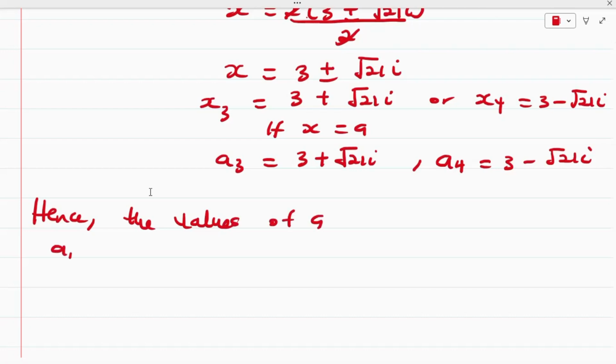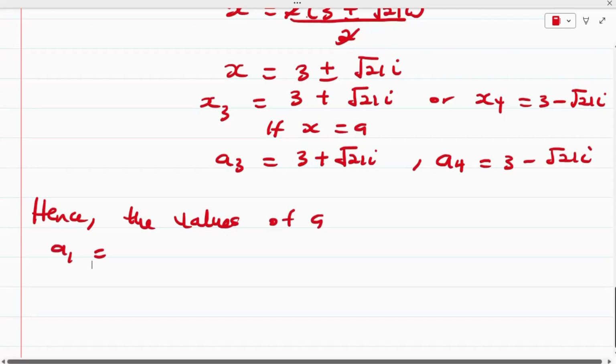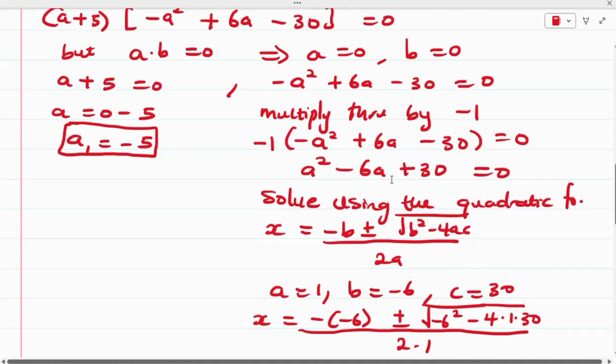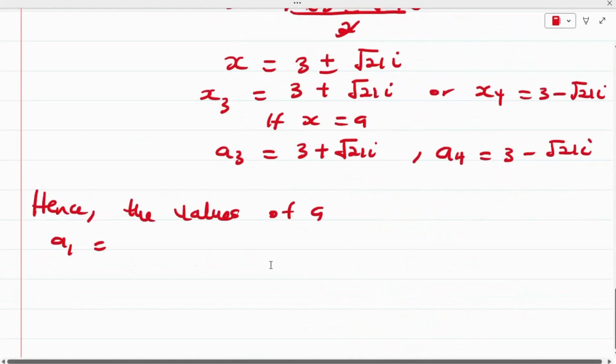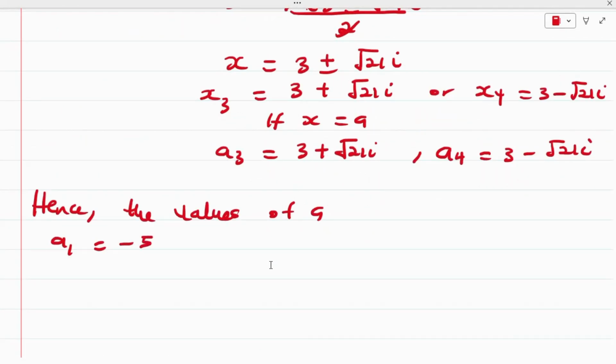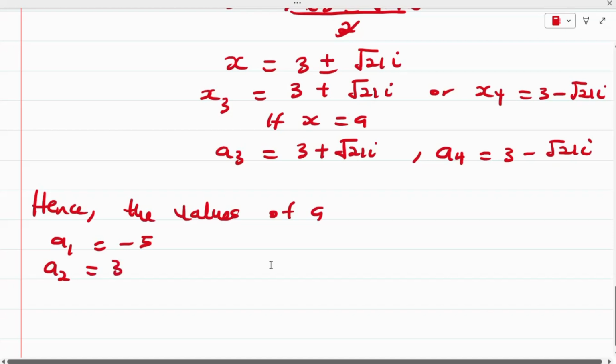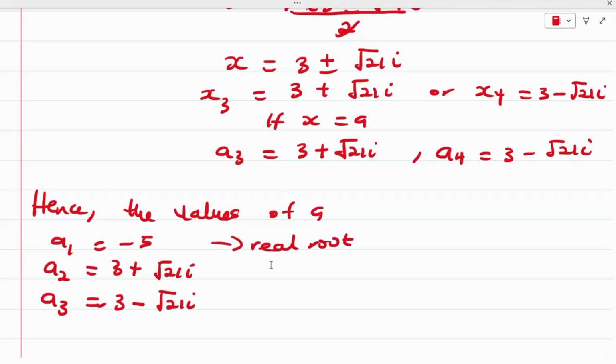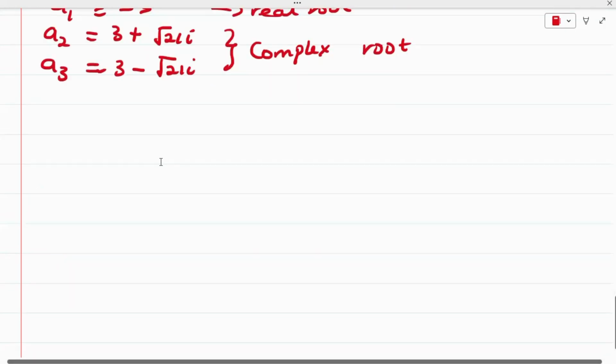We have a1 to be equal to, so we simply want to recall what a1 is. a1 is -5, so we have a1 to be -5. We have a2 to be equal to 3 plus the root of 21i, and we have a3 to be equal to 3 minus the root of 21i. So we're going to call this a real root, and we have this to be a complex root. So we want to simply verify this using the real root.